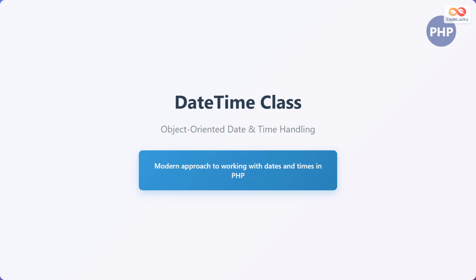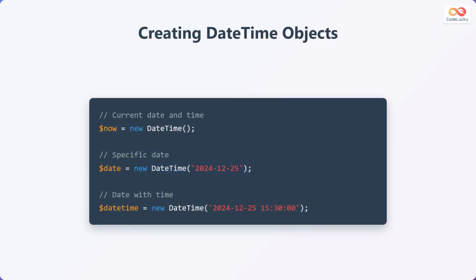The DateTime class is a modern, object-oriented way to handle dates and times in PHP. It provides a robust and flexible approach to date and time manipulation, offering numerous methods for formatting, modifying, and comparing date and time values. To create a DateTime object representing the current date and time, use the new DateTime constructor without any arguments.